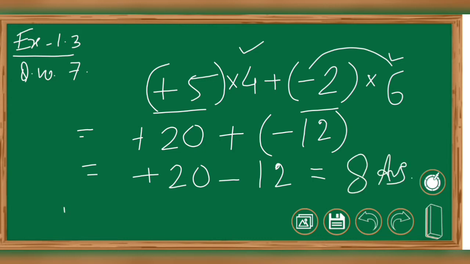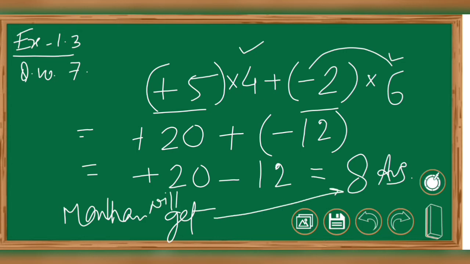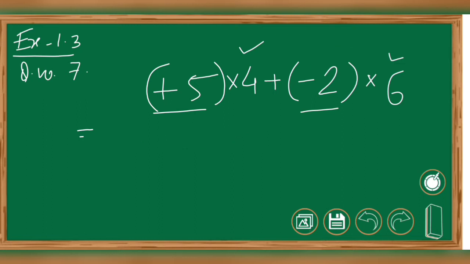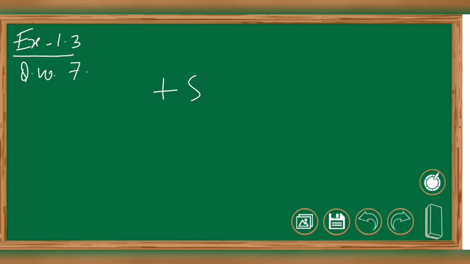So Mohan will get eight marks. Okay, now the next sum is: Reshma gets 5 correct answers and 5 incorrect answers. What is her score? You will do it yourself, because for 5 correct answers she will get plus 5 for each one, means plus 5 multiplied by 5, and for 5 incorrect answers she will get minus 2 into 5. So that will be her marks.